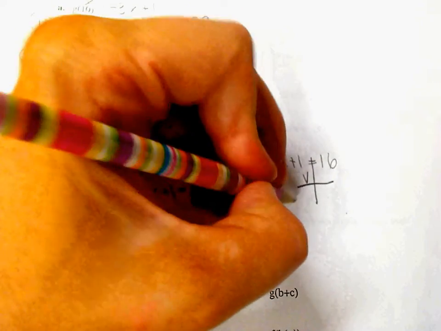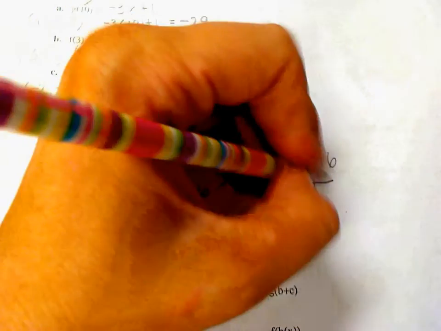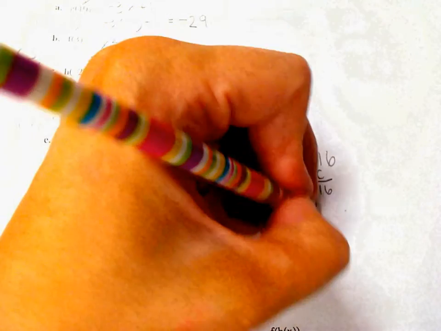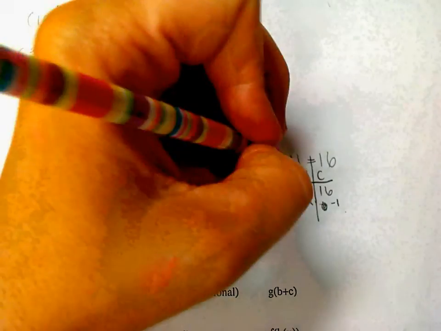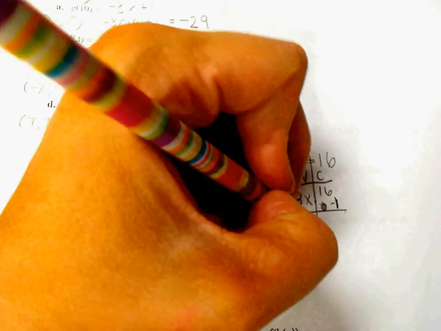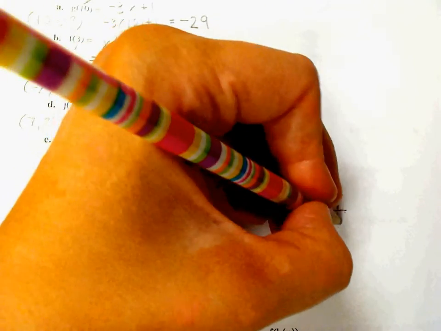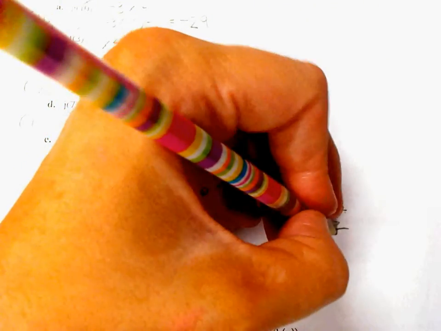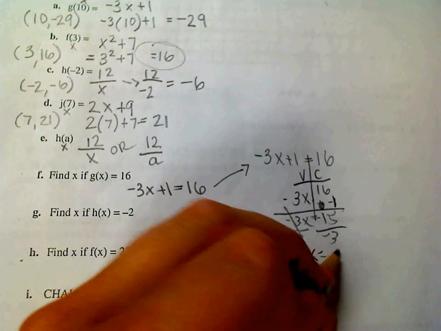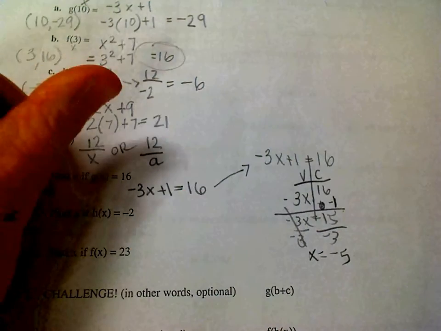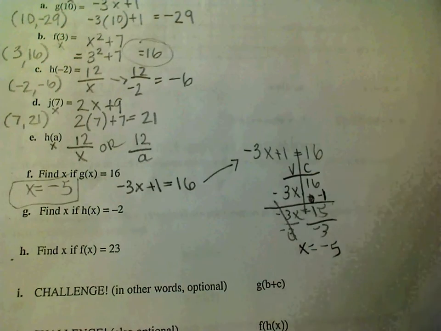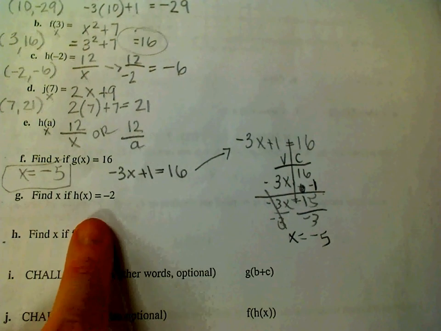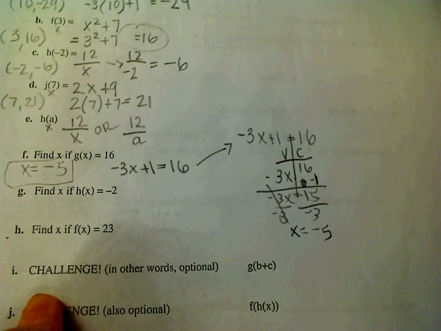Variable is negative 3x. Constants are 16 and negative 1. So you get negative 3x equals 15, divided by negative 3, and x equals negative 5. Alright. I'm not going to have enough room, you don't have to do these challenge ones.